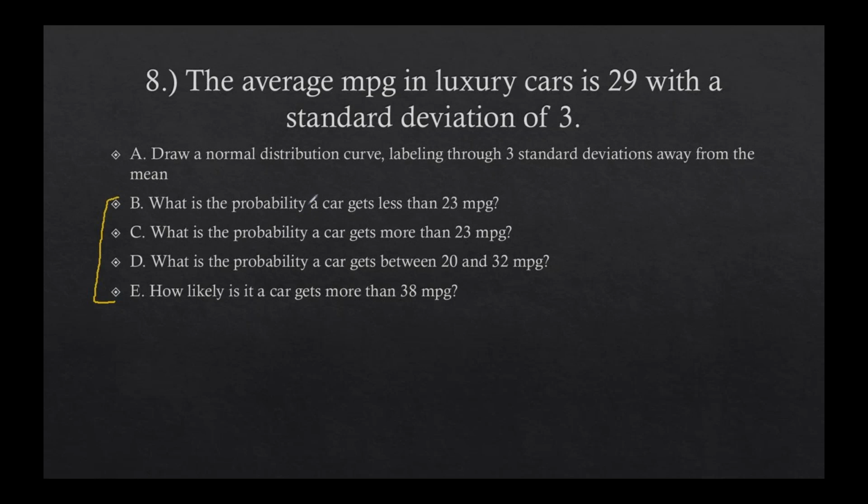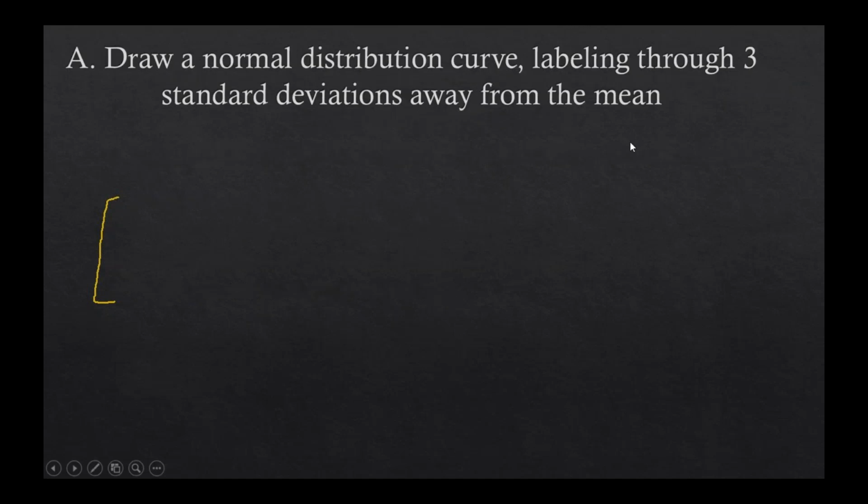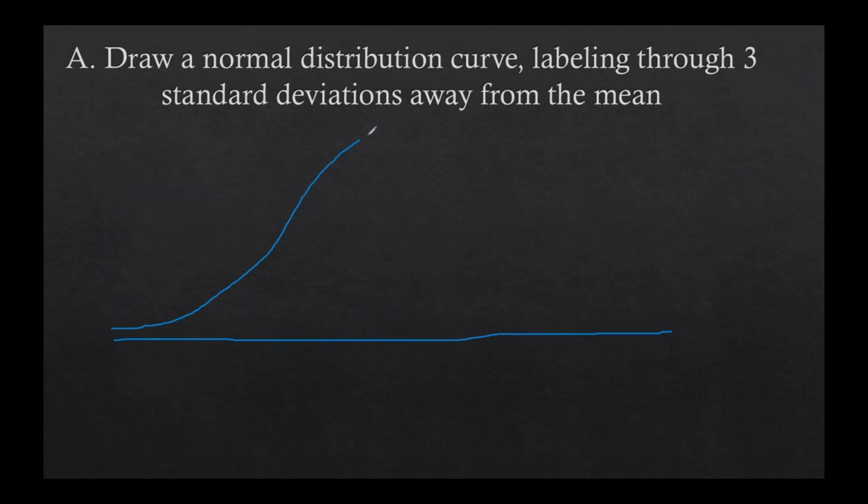Okay, so the first thing we're going to do is change the screen. Maybe. There we go. We're going to draw the normal distribution curve. So, I might change colors. Got the curve. I swear my curves are better in person than on a screen.